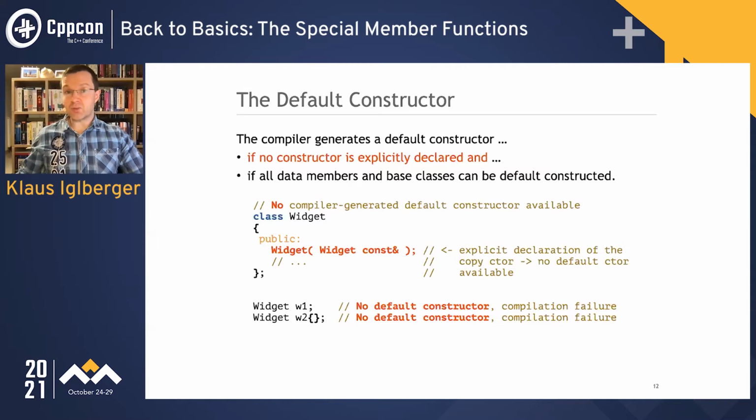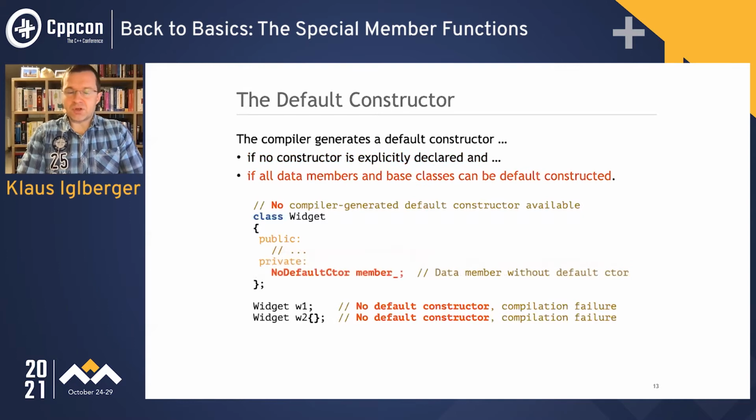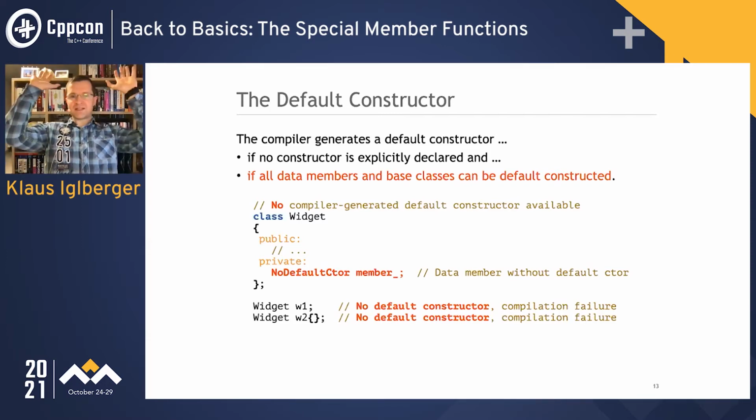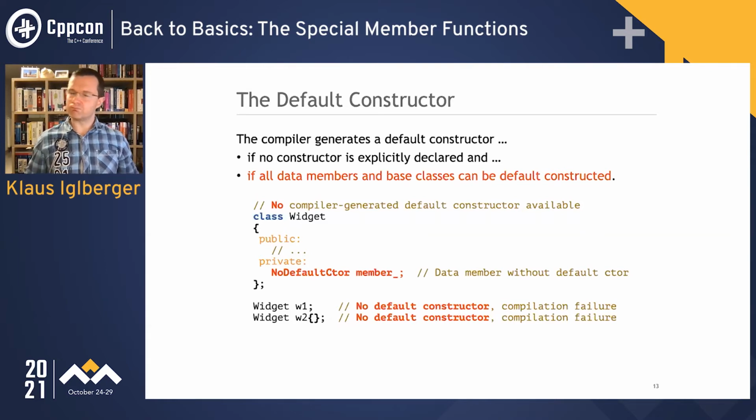But a default constructor is usually quite a good thing to have. But also, the compiler is not able to generate a default constructor if any of your data members or any of your base classes cannot be default constructed itself. So for instance, if I do have a data member that does not have a default constructor, then the compiler cannot just do anything. It doesn't know how to default construct a widget. So it will throw up its hands in the air and say, I have no plan what you want to do. And then again, you don't have a default constructor, which is kind of reasonable, I believe.